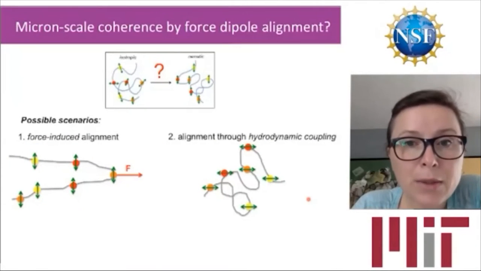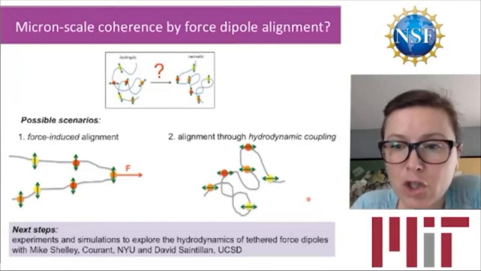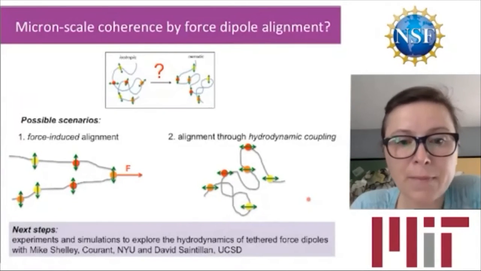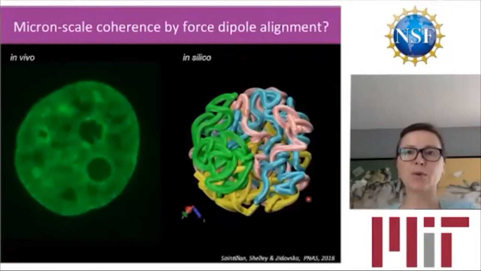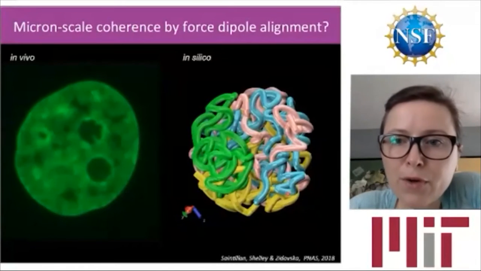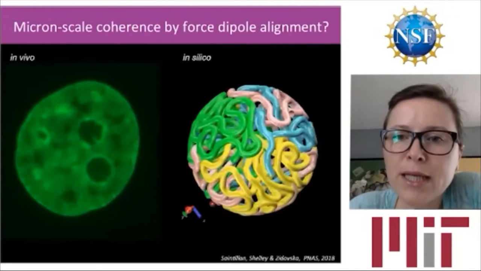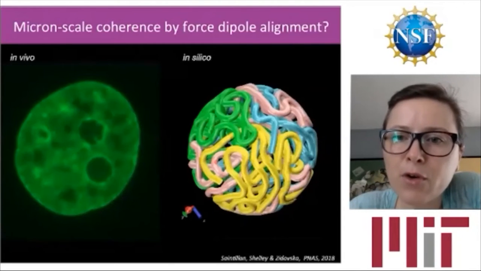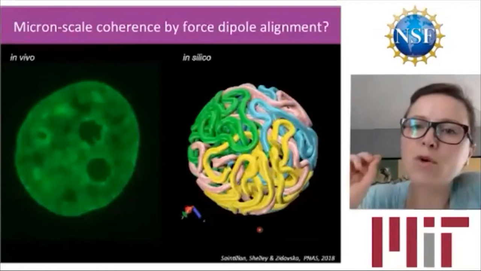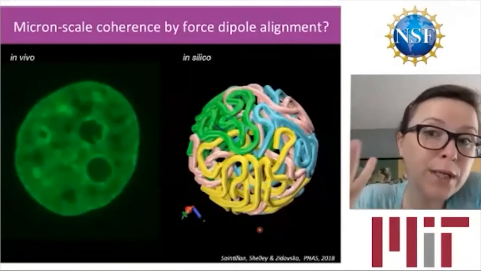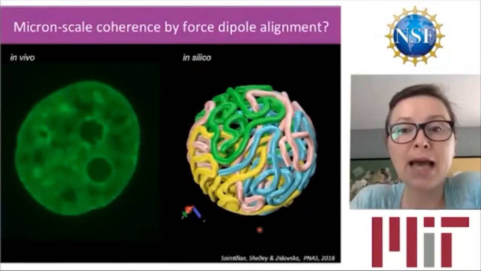This is something that we have started to explore, both experimentally and in simulations with my collaborators, Mike Shelley at the Flatiron Institute and David Saintillan at UCSD. Here you can see an example of our first model. You see our chromatin in silico, where you have four chromosomes right now embedded in a fluid. How do they interact? It's via hydrodynamic interactions.